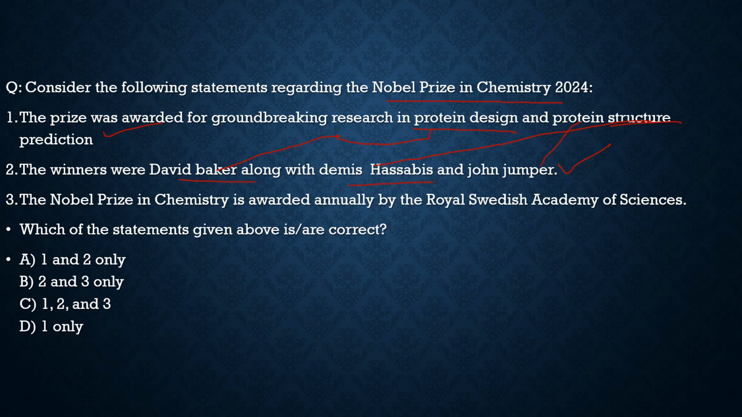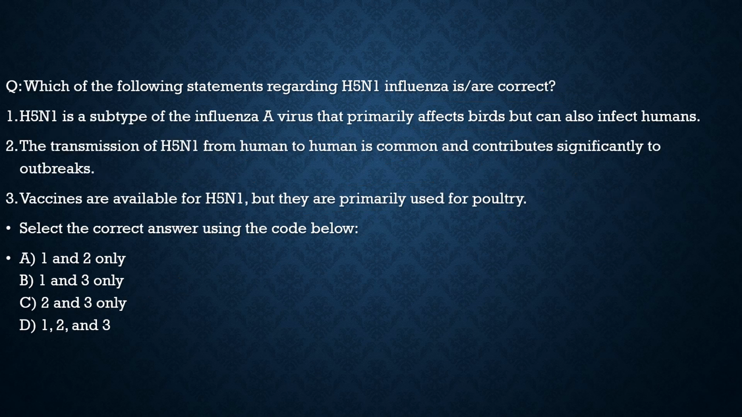And the third statement: the prize in chemistry is awarded annually by the Royal Swedish Academy of Sciences. 100% correct. So with respect to this question, the correct statements are option C, which is 1, 2 and 3. All the 3 options are correct. With this, let's move to the last question from the current affairs portion.